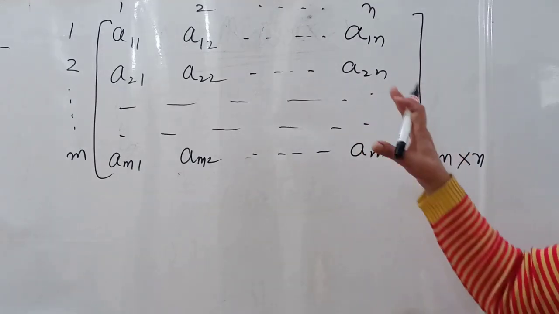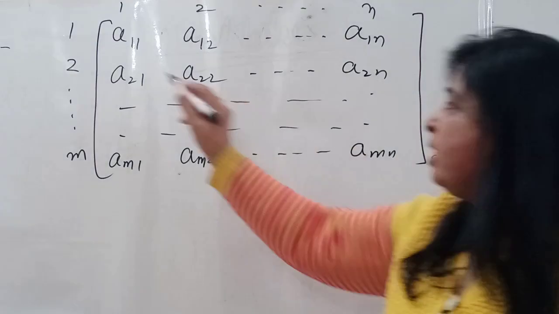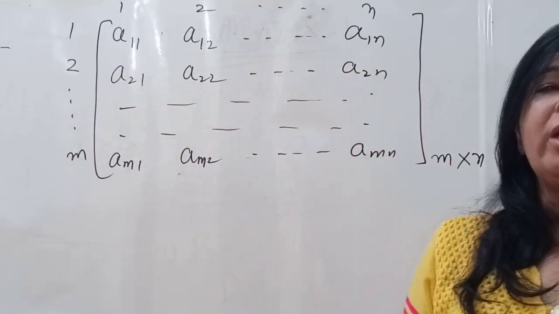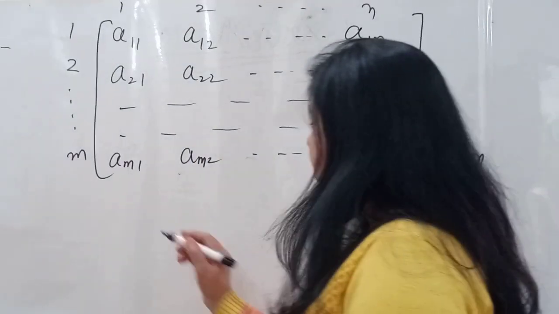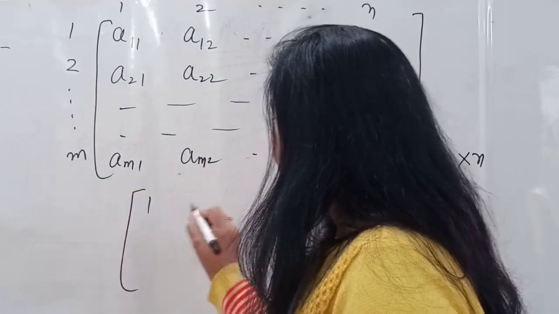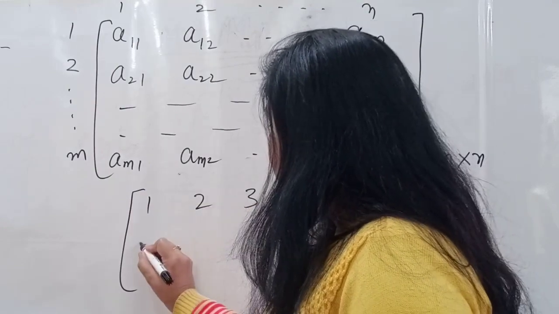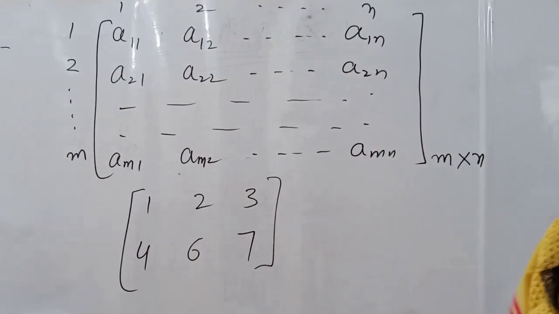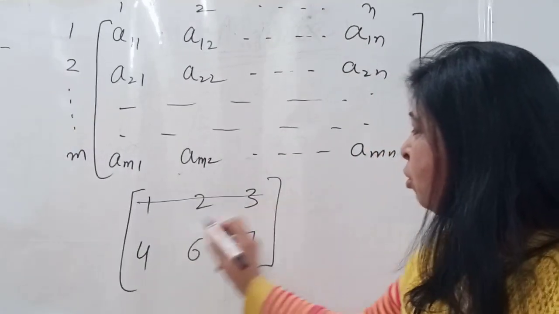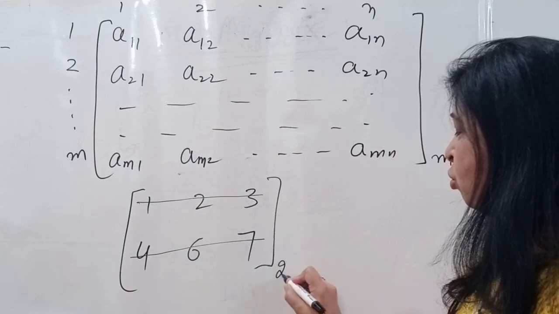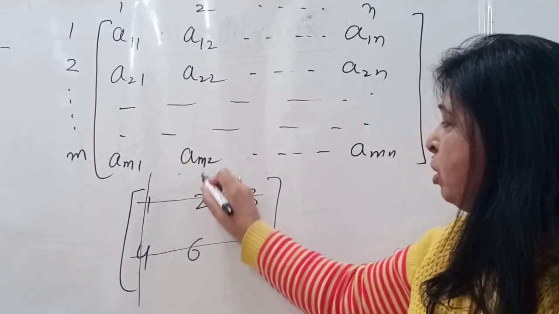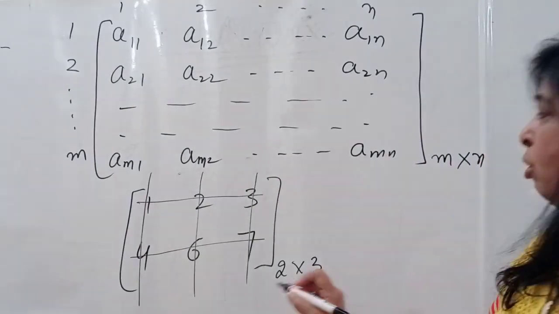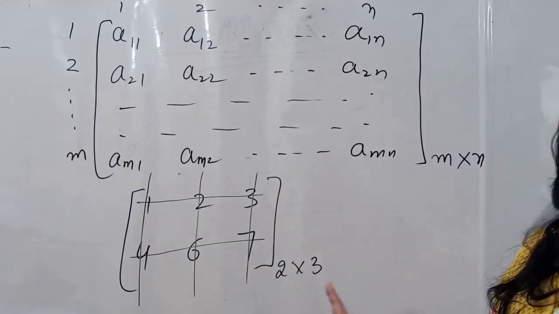So in this way, we define the matrices. These A11, A12, A1n are said to be the elements of the matrix. Say for example, if I have 1, 2, 3, 4, 6, 7, what is the order of the matrix? You can see I have 1 row, 2 rows. How many columns? 1, 2, 3. 3 columns. So the order of this matrix is 2 by 3.